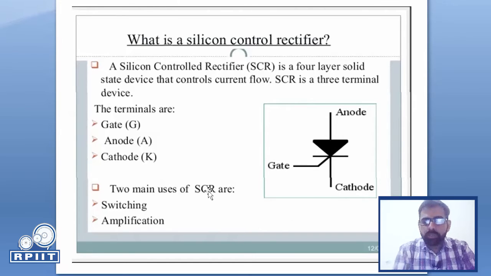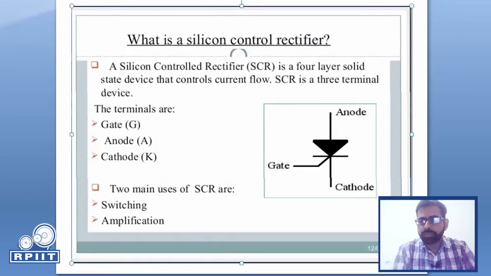The main use of SCR includes switching or amplification. These are the main purposes for which we use SCR. SCR can be used as a switching device, and it is also used for amplification purposes as well.